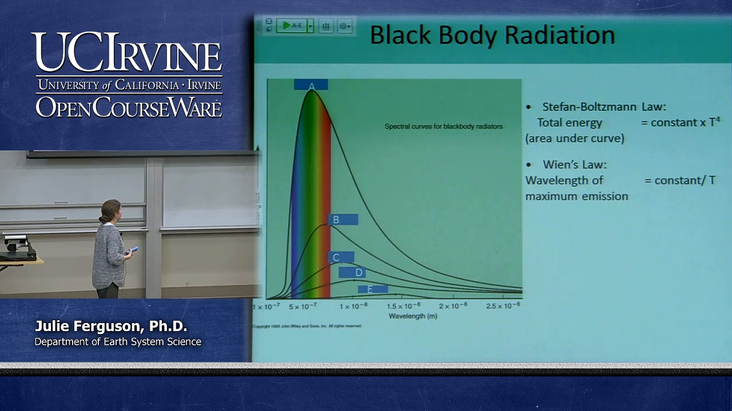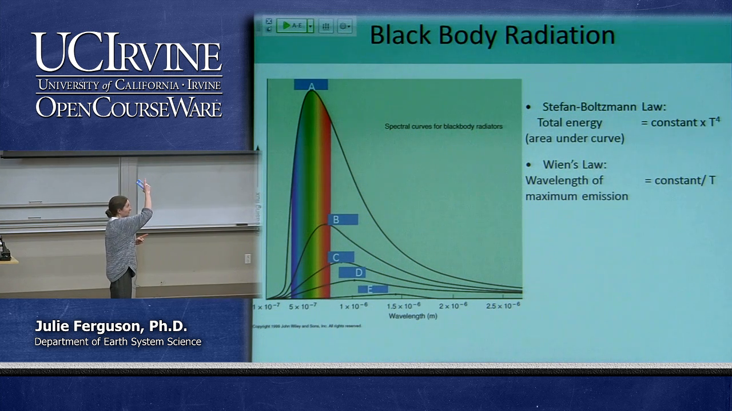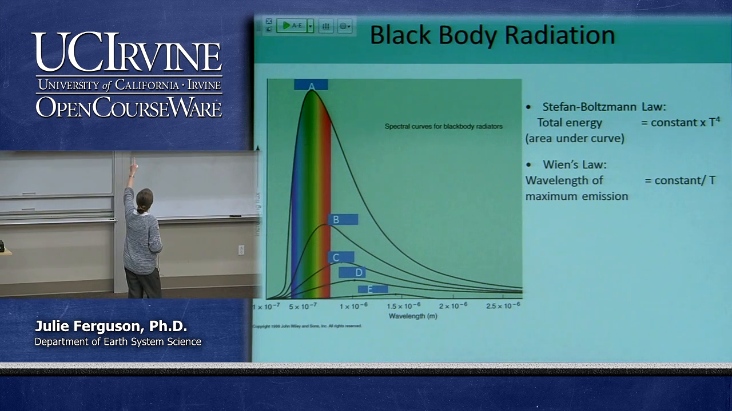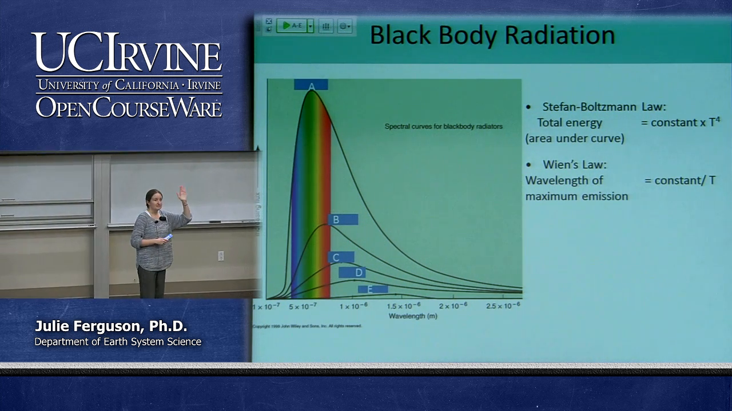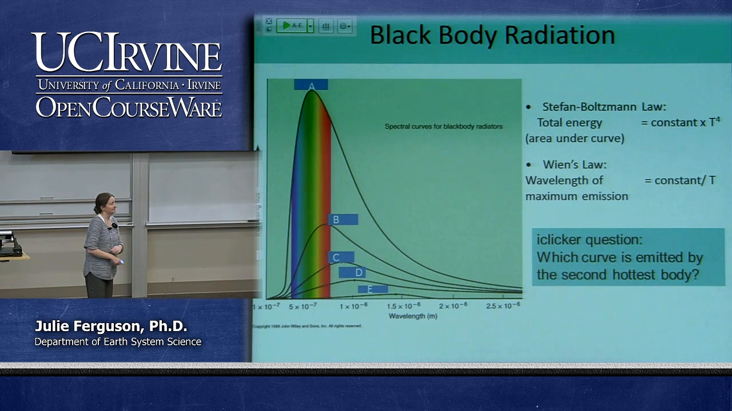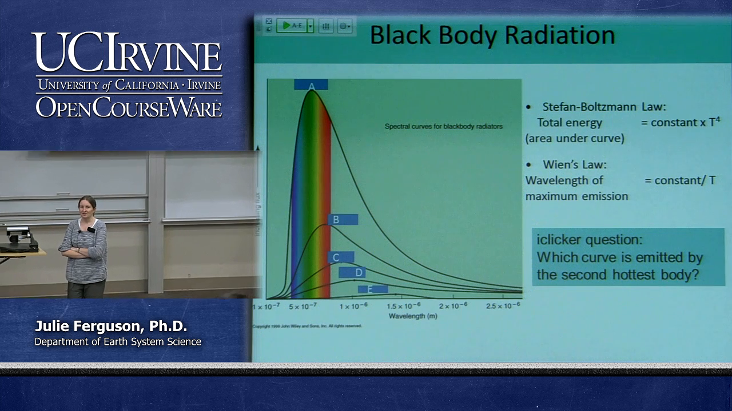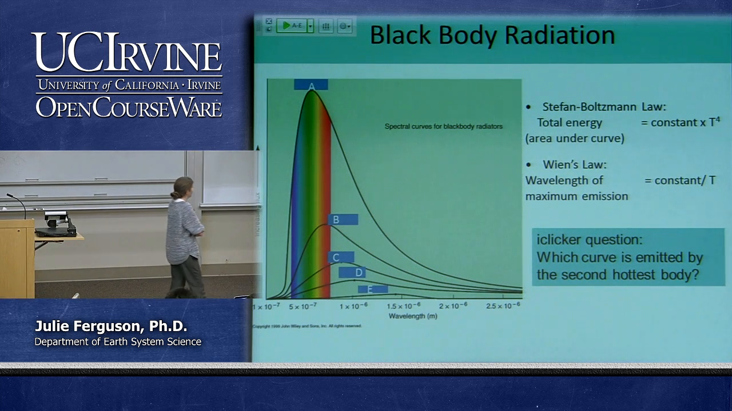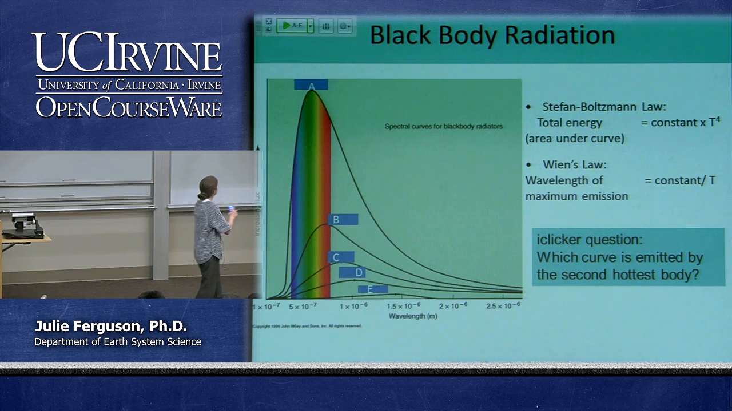And then Wien's law says that the wavelength of maximum emission, the peak point on my spectrum, is going to be a constant divided by temperature. Okay, so you can see that each of those 5 different curves has a different peak. So tell me, looking at those laws, looking at what I've put on there, which of those curves is emitted by the second hottest body?